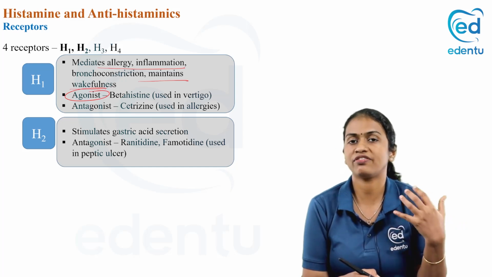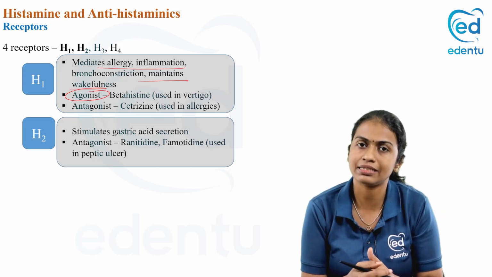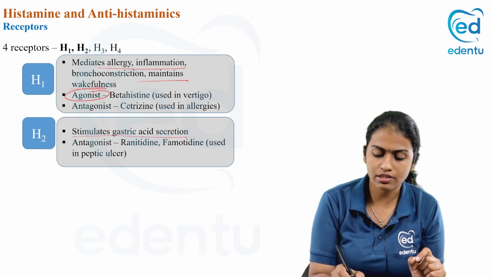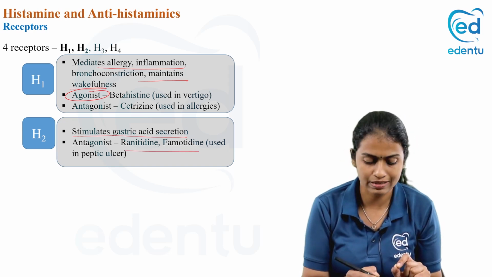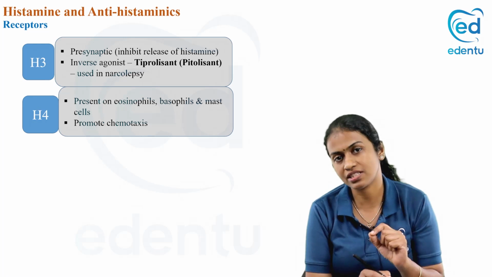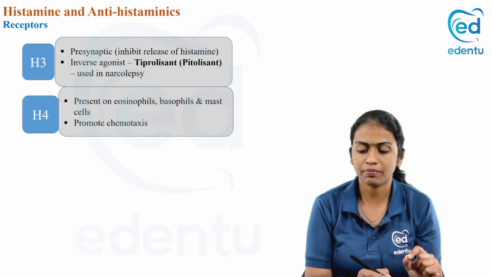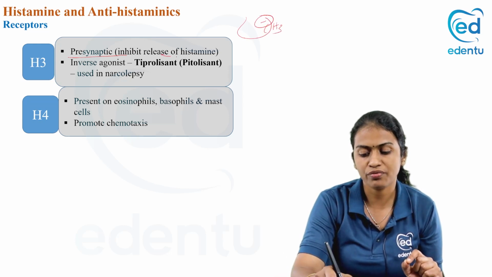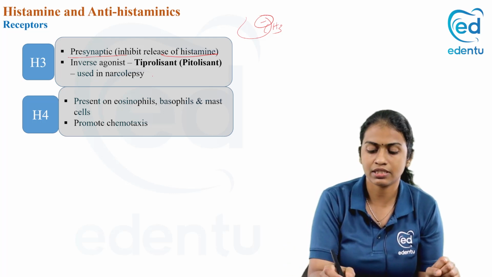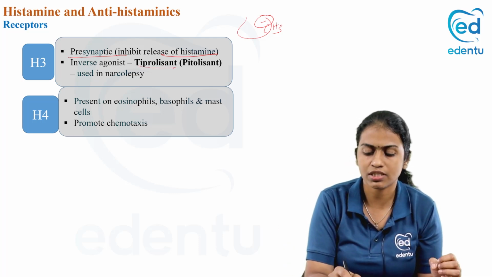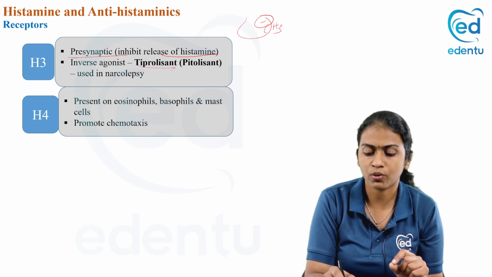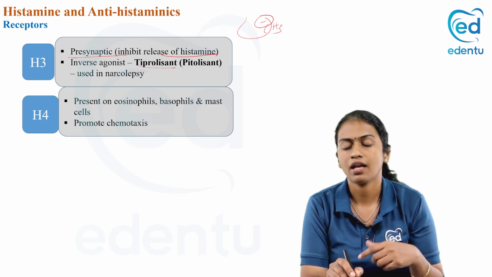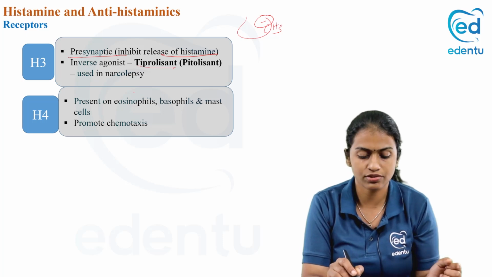Next one is H2, which we have done in detail when we covered peptic ulcer. H2 is mainly involved in gastric acid secretion. So the antagonists are ranitidine, famotidine, which we use for peptic ulcer. For completion's sake, we'll see what the H3 receptor and H4 receptor do. The H3 receptor is a presynaptic receptor, just like a brake. H3 inhibits the release of histamine. An inverse agonist of this, otherwise known as an antagonist, is tiprolisant, otherwise known as pitolisant, which is used for narcolepsy. To maintain wakefulness, we can use this agent.